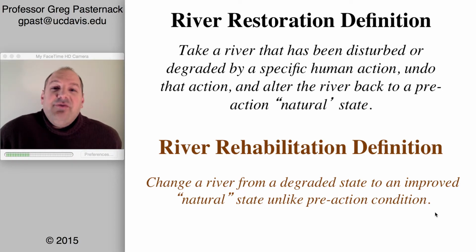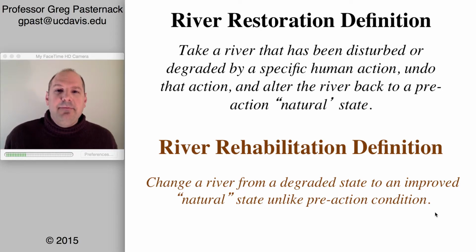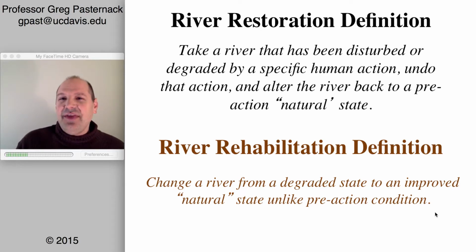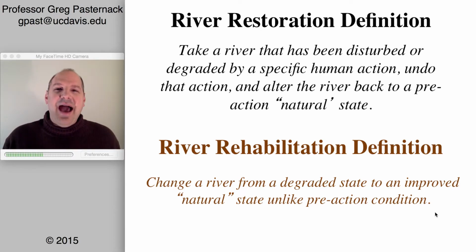So what is river restoration anyway? Strictly speaking, river restoration means to take a river that's been disturbed or degraded by a specific human action, undo that action, and alter the river back to the pre-action natural state.